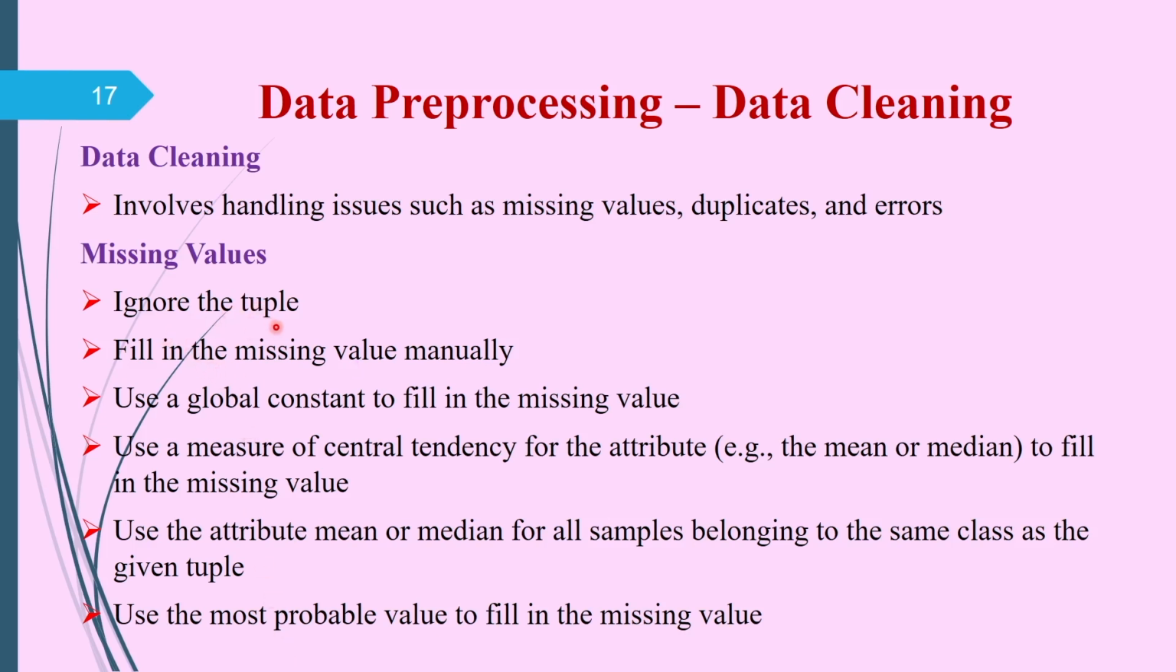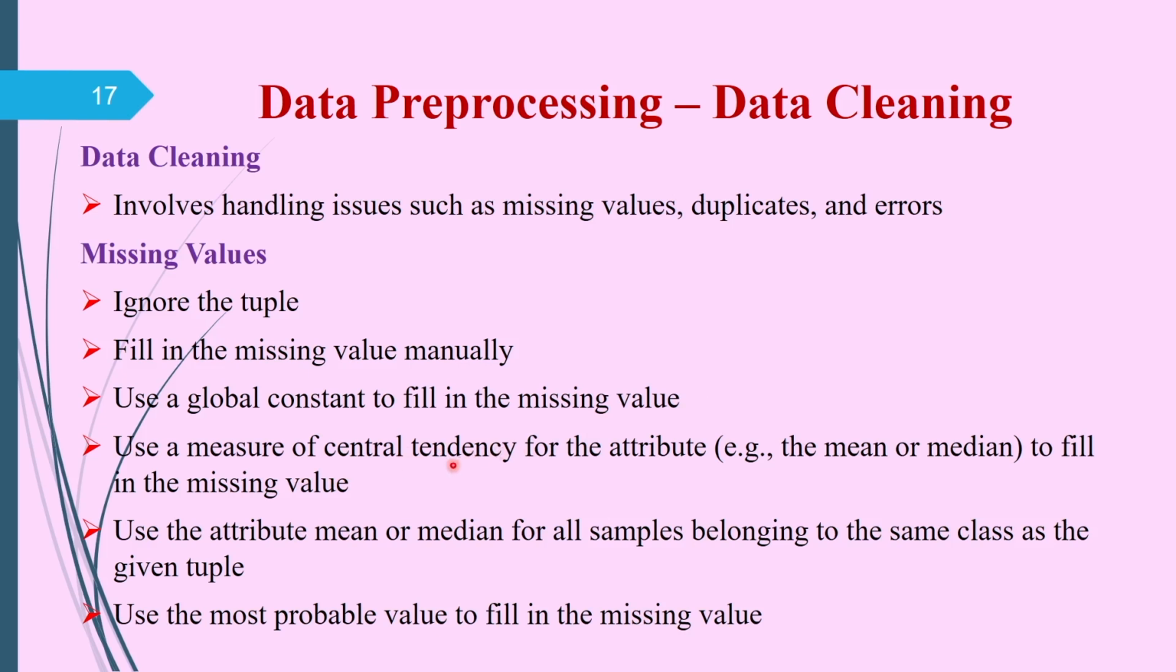Ignore the tuple. If you have 1000 data and one of them has missing values, for example a phone number missing in the form, then the form can be rejected. And if the missing values are in a particular column, you can try to fill them manually. Another method is that a global constant value is applied to all the missing values. That is also one technique to remove the dirtiness. And for central tendency of a particular attribute, either the mean value or the median value is calculated and applied to all the data.